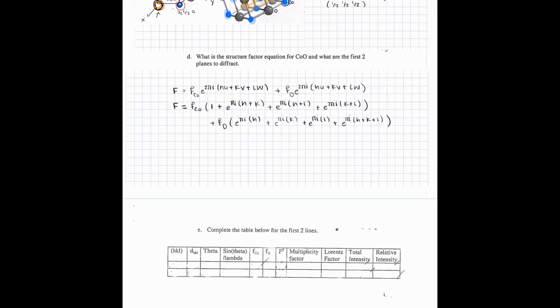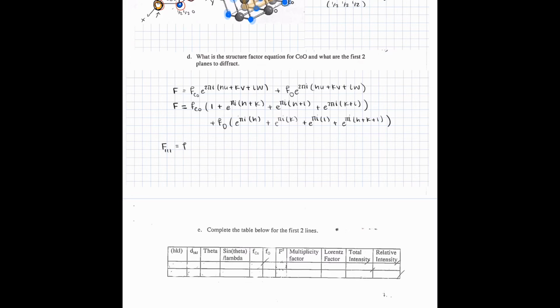So the first planes to diffract we know, because it's FCC, is 1, 1, 1 and 2, 0, 0. Why? Because we had our list of planes that we always check. The 1, 0, 0, the 1, 1, 0, 1, 1, 1, 2, 0, 0, and so on. The rule for FCC is that if everything is odd or everything is even, it's going to diffract. The first two for which that rule applies is the 1, 1, 1 and the 2, 0, 0. So that's why those are the two planes that diffract. So you intentionally go ahead and pick those two planes to make your life easier.